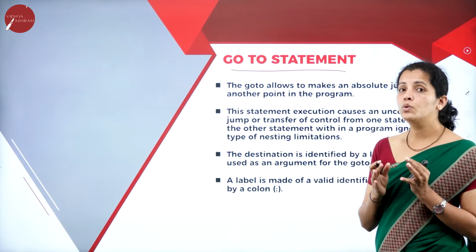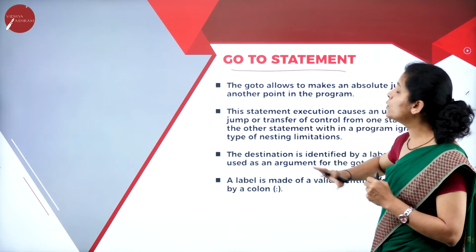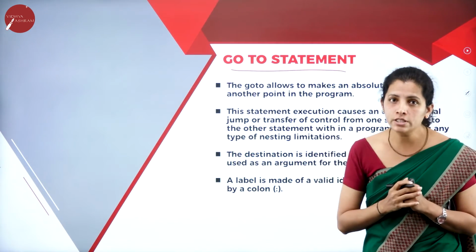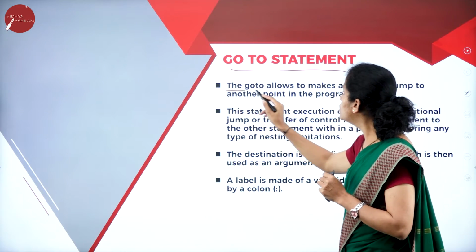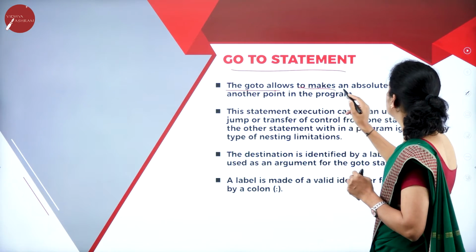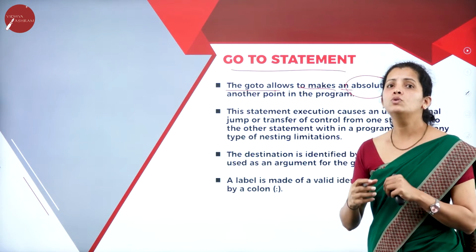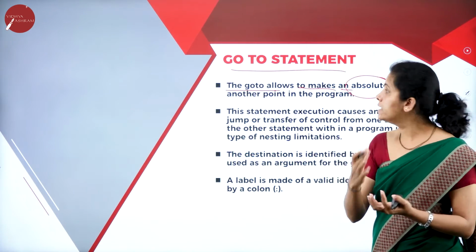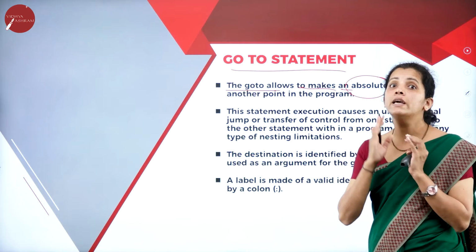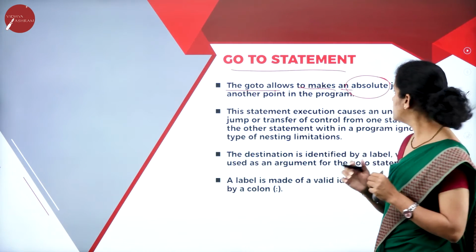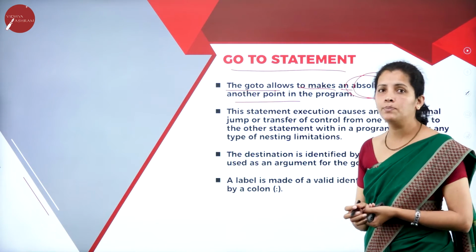Moving further, I'm going to have the goto statement. Here I'm going to specify where I need to jump or where I need to go. So the goto allows you to make an absolute jump. If I want to jump directly, I'm going to use the goto statement and specify where I need to jump. So it is an absolute jump to another point in the program.